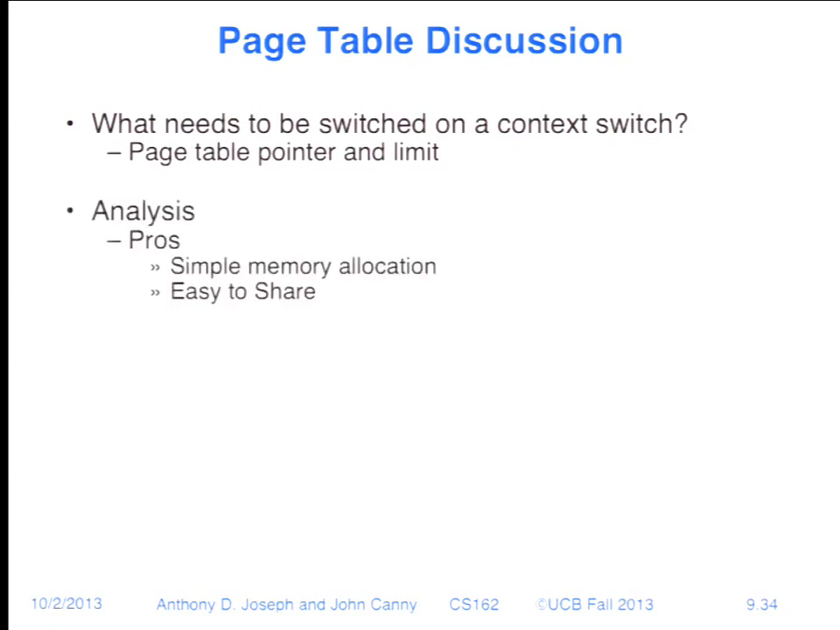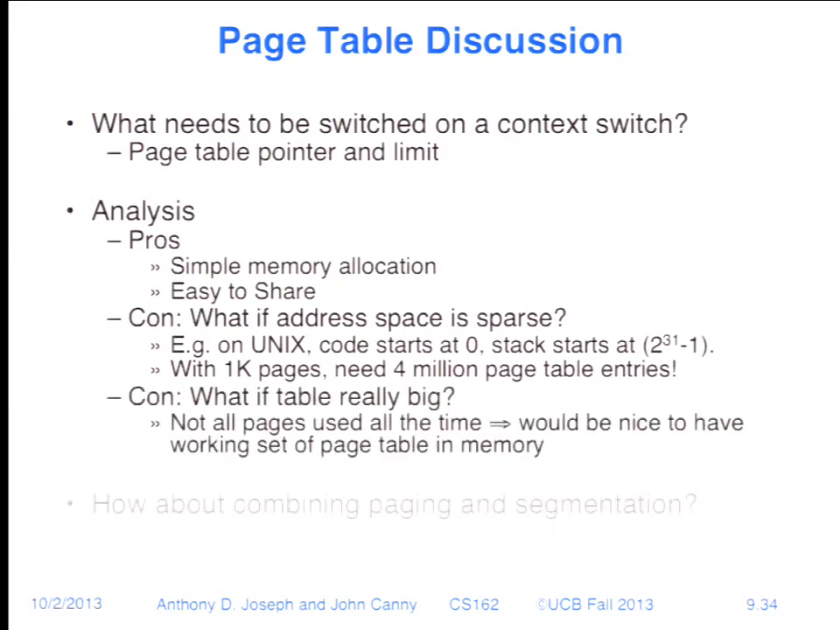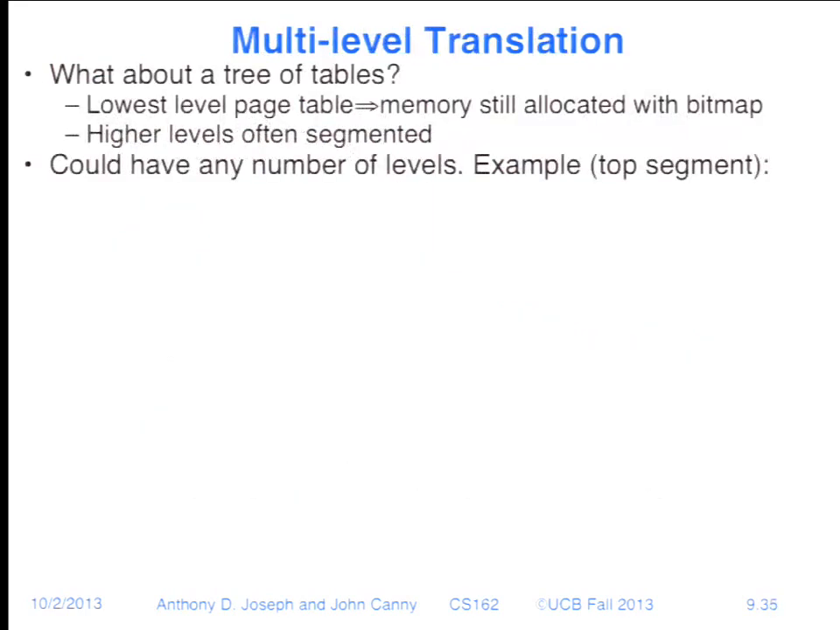All right, so advantages of this: it's a simple allocation scheme and easy to share. But big problems with large address spaces. Because we have an entry for every page, with a large address space you'll need millions of entries. So there is a solution to this, and I think we're going to run out of time. I'll just introduce it, and we'll have to complete it next time.